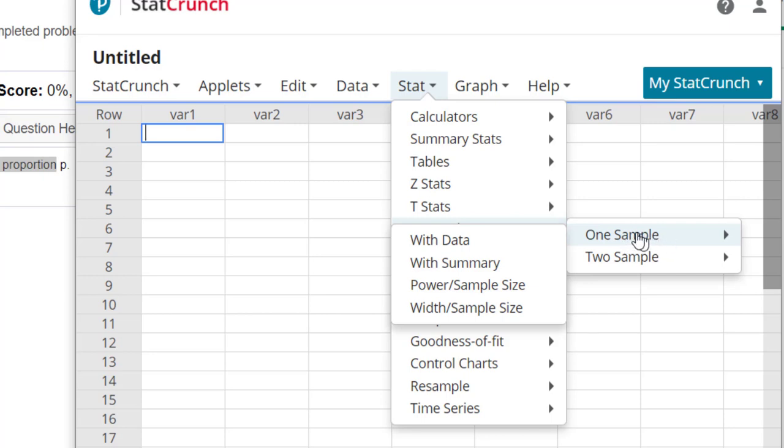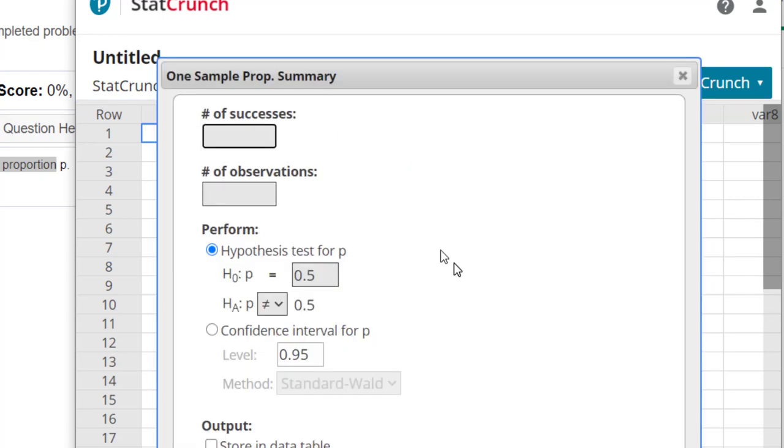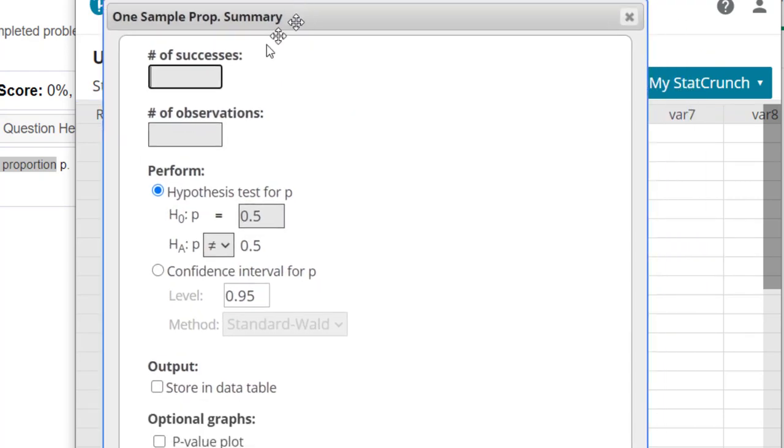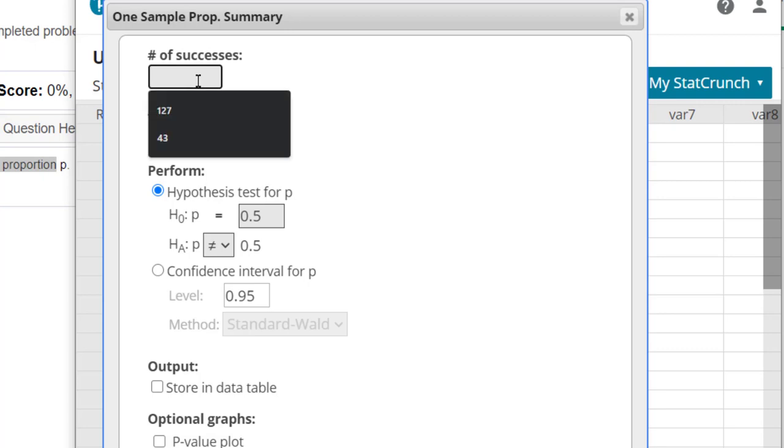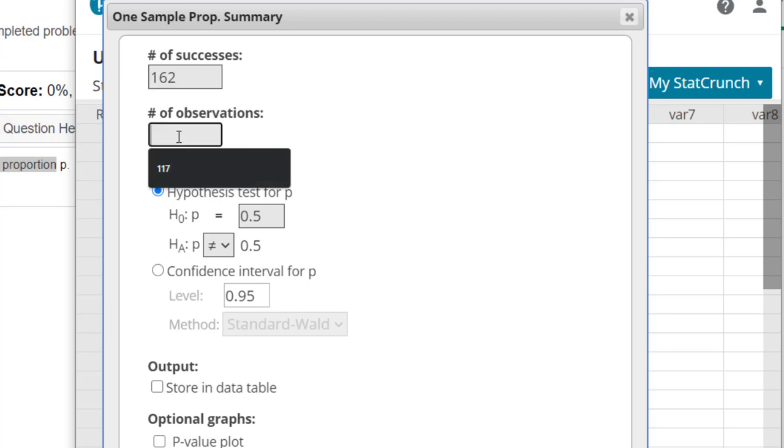So we have one sample here, and we're going to do With Summary, because all we have is the X and the N. We actually don't have the full data of whatever they have collected. So this will be With Summary right here. Once you open this page, you're going to see Number of successes at the top, which is where your X goes, and then Number of observations is where your N goes. So we'll put those in just like they have right here. That'll be our X. This will be our N.